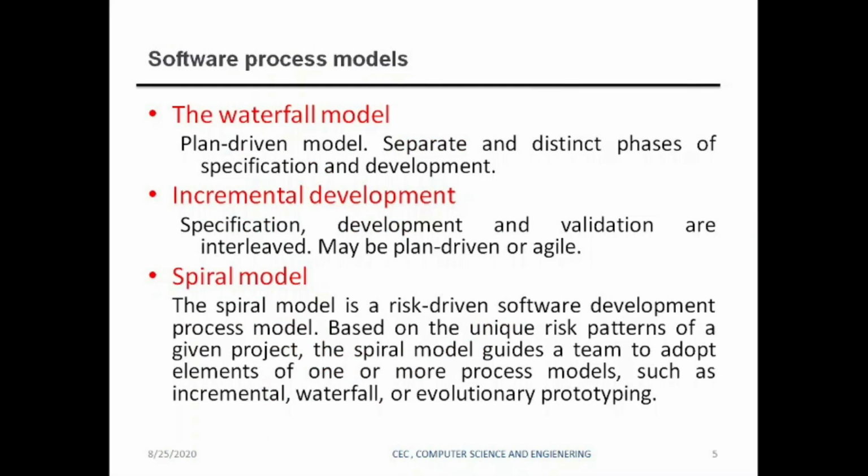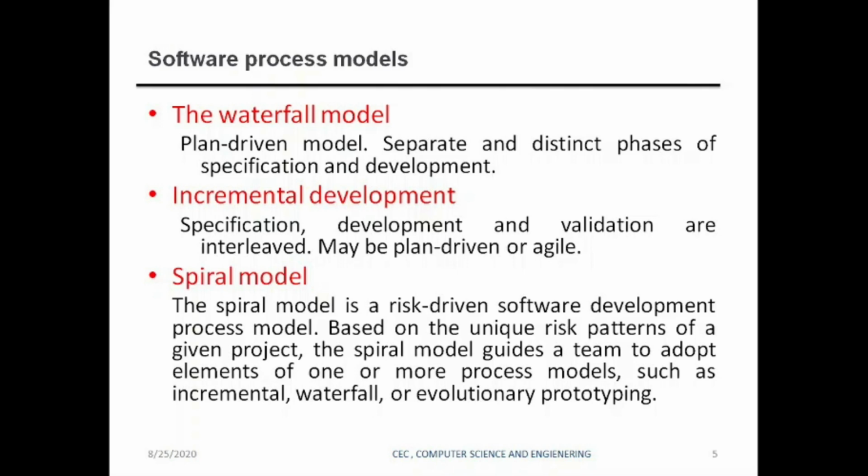Software process models. You have three types of software process model: waterfall model, incremental development, and spiral model. So what is actually a model? When you start constructing a house, before you start constructing, you require a blueprint. Some buildings require a model also, and according to the customer requirement, that model is checked.